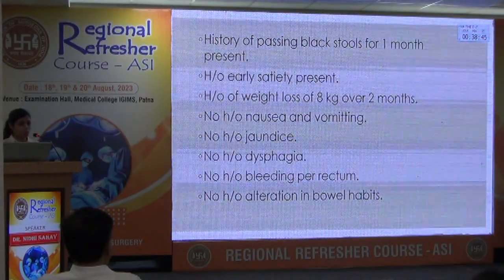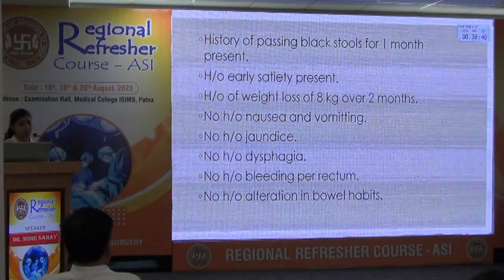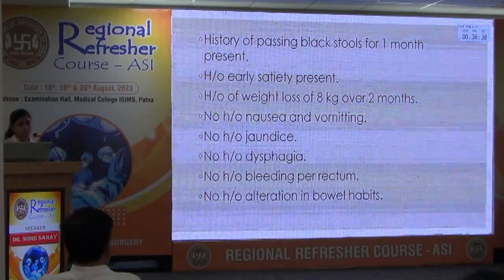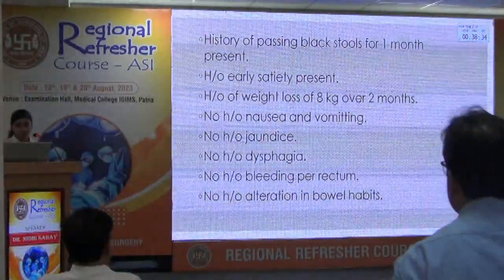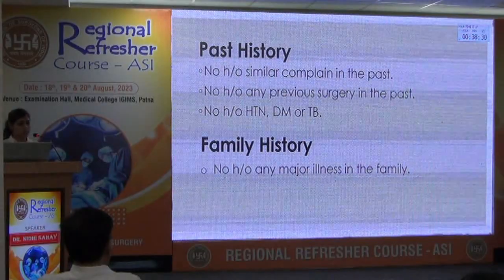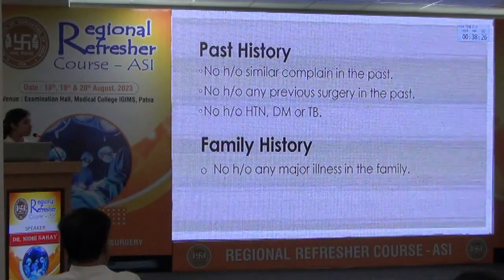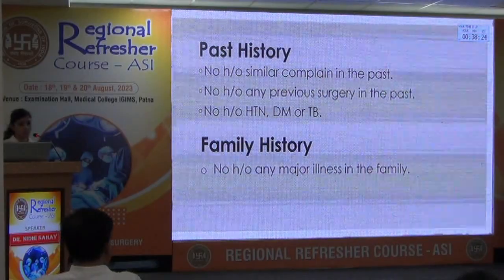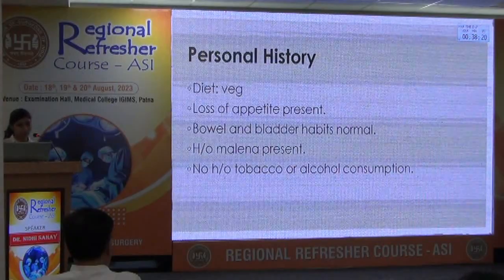There was no history of nausea or vomiting, no history of jaundice or dysphagia or bleeding per rectum or any history of alteration in bowel habits. She did not have any similar complaint in the past. She did not have any previous surgery in the past, and she was not a known case of hypertension, diabetes mellitus or tuberculosis. There was no history of any major illness in the family.